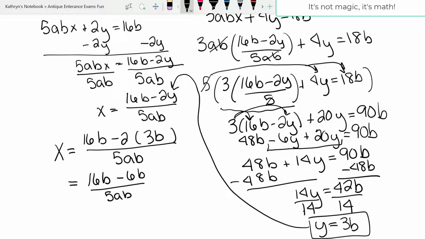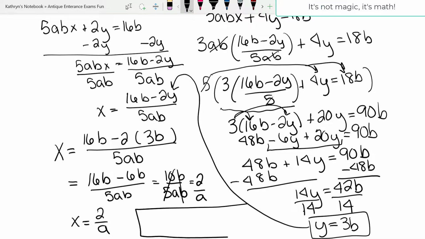16b minus 6b is 10b over 5ab. Now 10 over 5 is 2. B over b is 1. So it turns out that x now equals 2 over a. So what is our solution going to look like? Let me make a little box here. X is going to equal 2 over a. But remember, a cannot equal 0 because if a is 0, it's undefined. And y equals 3b. And we just worked it together. Cool.